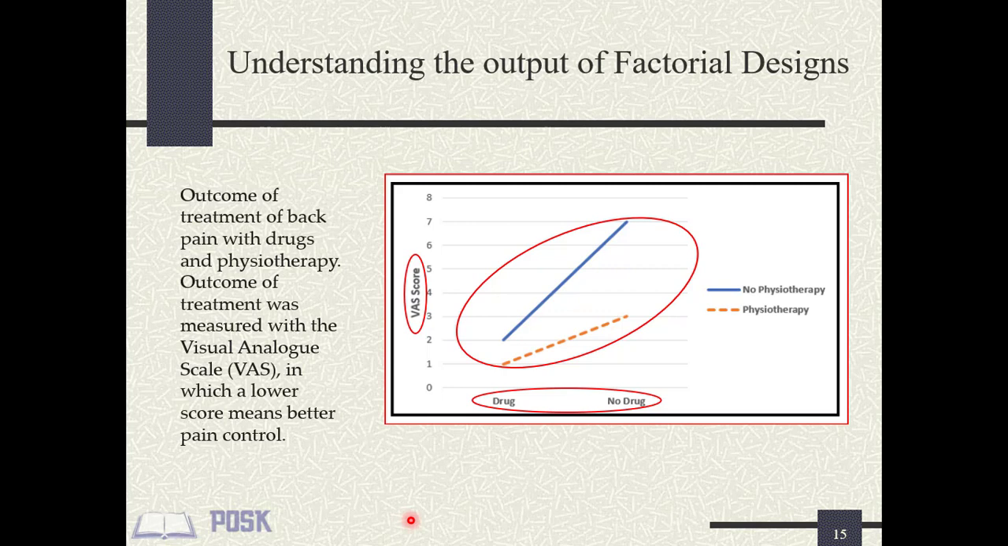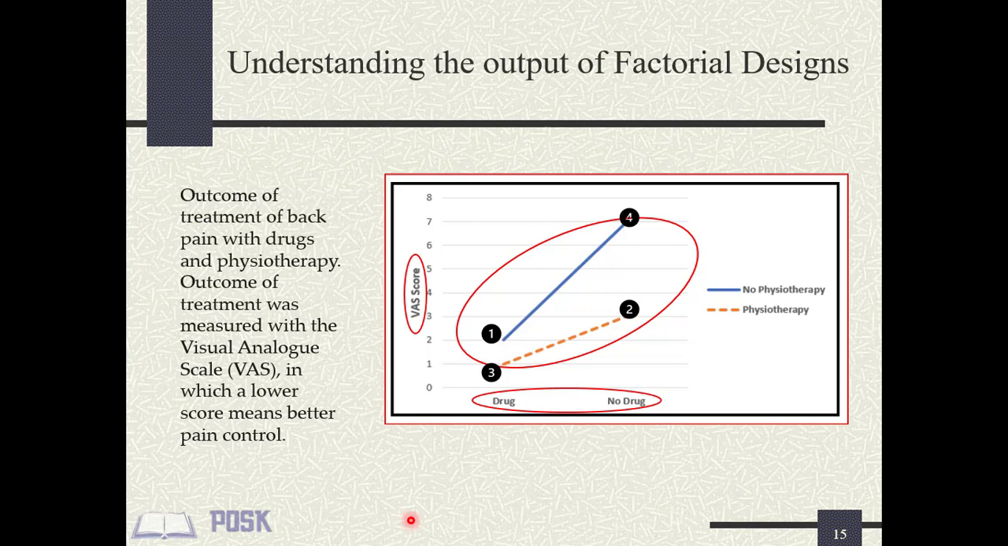The patients were divided into 4 groups based on the treatment they received. Group 1 took drug alone. Group 2 were on physiotherapy alone. Group 3 were on both drug and physiotherapy, while Group 4 received no treatment at all. It is the control group.